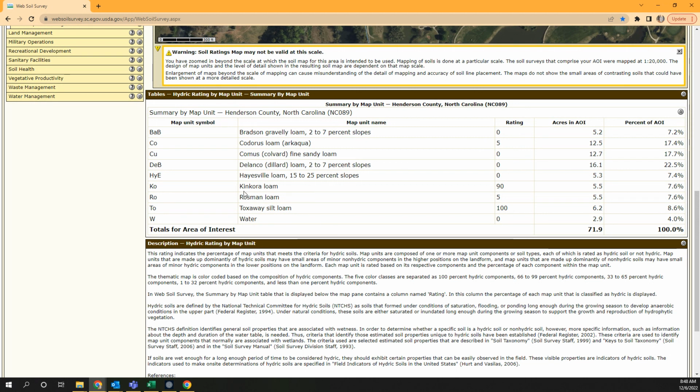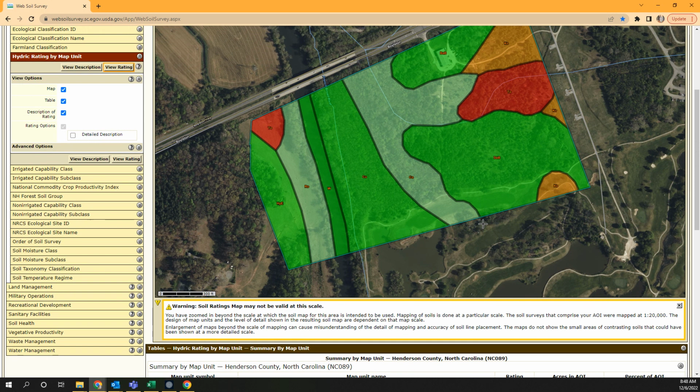When we're looking at a Kincora loam or a Toxaway silt loam, we're going to have very high percentages of those soils that are going to be considered hydric. Those will show up on our map as red coloring. Green coloring usually means that they're very low risk of being a hydric soil.